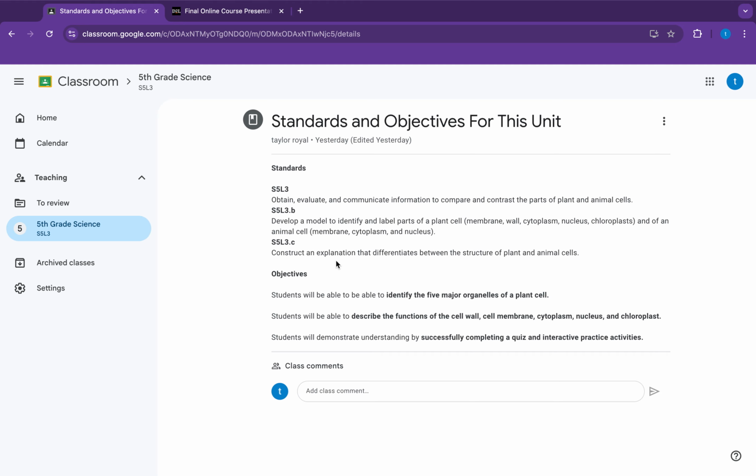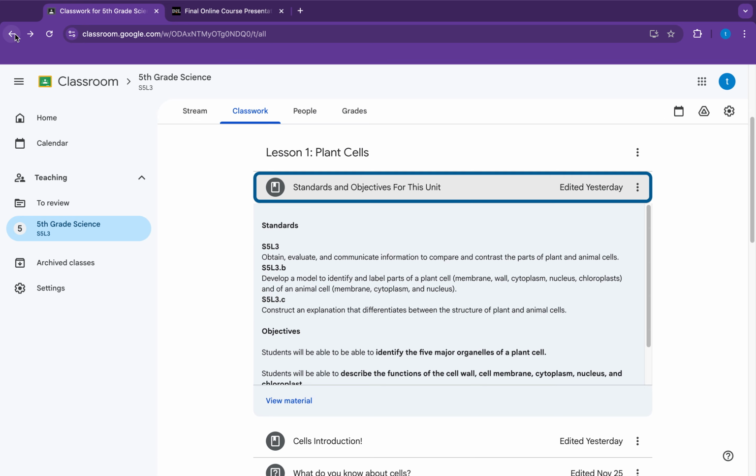Then we have the actual broken down versions, so the objectives for the students. I personally like using SWABOT: students will be able to. Students will be able to identify the five major organelles of a plant cell. Students will be able to describe the functions of a cell wall, membrane, cytoplasm, nucleus, and chloroplast. And students will demonstrate understanding by successfully completing a quiz and interactive practice activities.